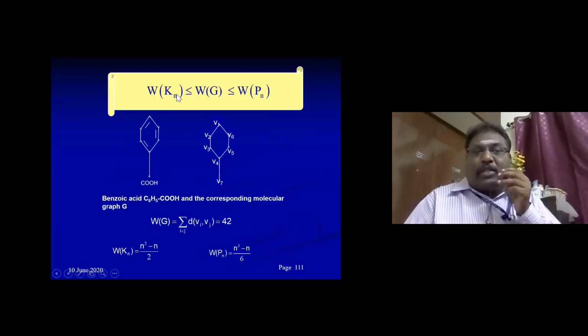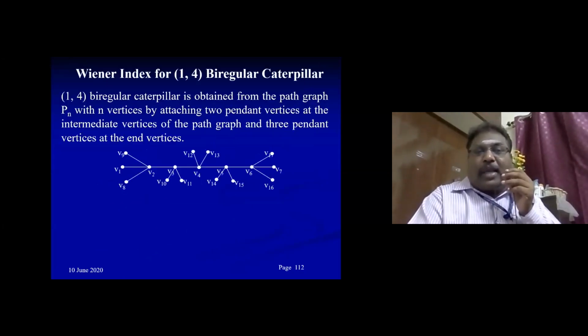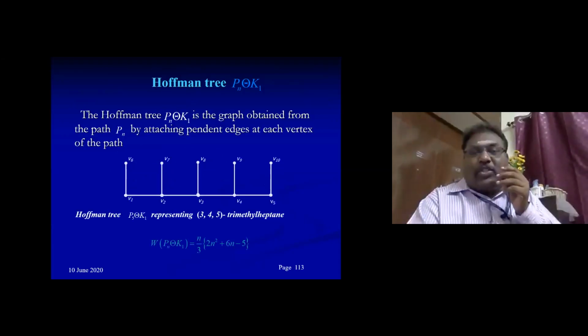The Wiener index is between the path and the complete graph again. And this is a caterpillar, a 1,4 biregular caterpillar, because the degree is either 1 or 4 for this graph. For this, the formula is like this. The Hoffman tree, and this is a Pn.